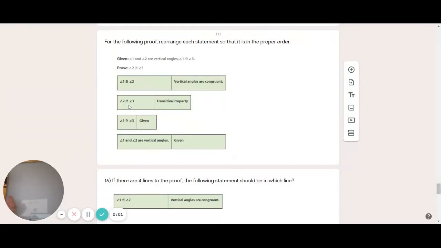I don't even know how we're going to get there, but that's going to be at the bottom. That'll be step 4. Angle 2 is congruent to angle 3 by the transitive property.